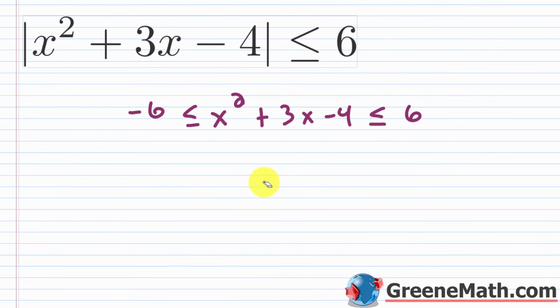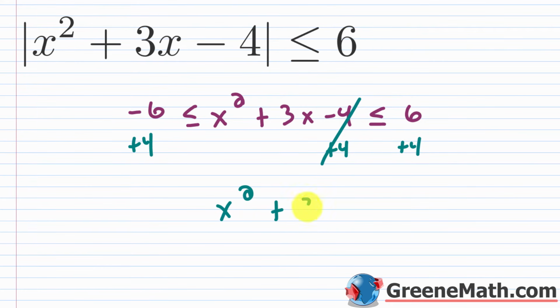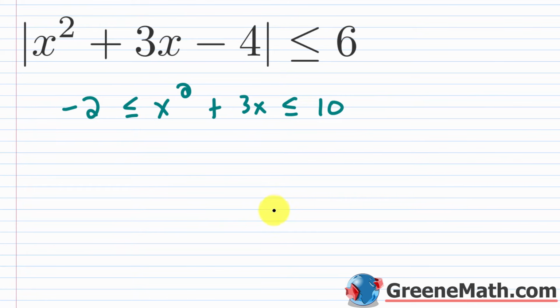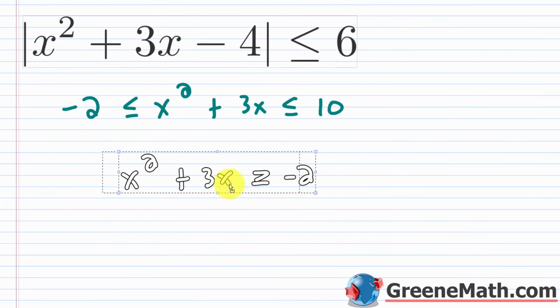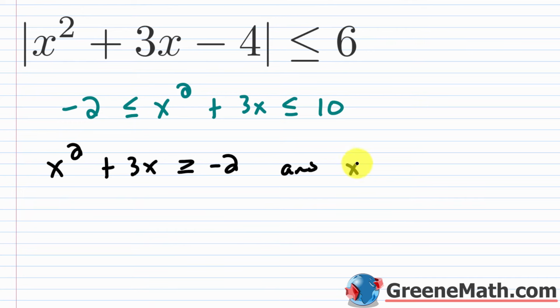Okay, since this is a 3-part inequality, I'm just going to add 4 to each part. I think that's going to make it a little bit easier. So this is going to cancel, and you'll have x squared plus 3x. We'll say this is greater than or equal to negative 6 plus 4, which is negative 2. And then over here, 6 plus 4 is going to be 10. So we'll say this is less than or equal to 10. So I'm going to split this up using the keyword and. So I'm going to first say that x squared plus 3x is greater than or equal to negative 2. Let me slide this over a little bit. And then I'll say and, we'll say that x squared plus 3x is less than or equal to 10.